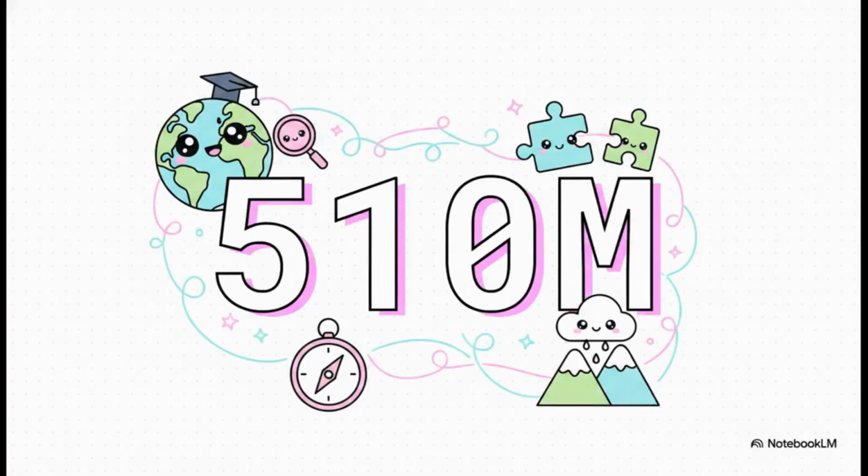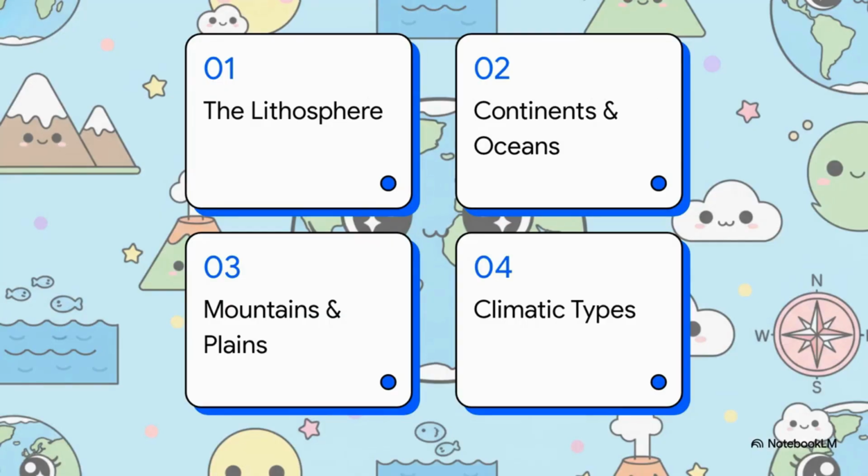To kick things off, let's look at this absolutely massive number, 510 million. Specifically, that's 510 million square kilometers. That is the total surface area of our Earth. So when we talk about studying geography, we're really looking at this incredibly huge dynamic system. It's massive, it's complex, and to actually understand how it all works together, we need to break it down into much more manageable pieces.